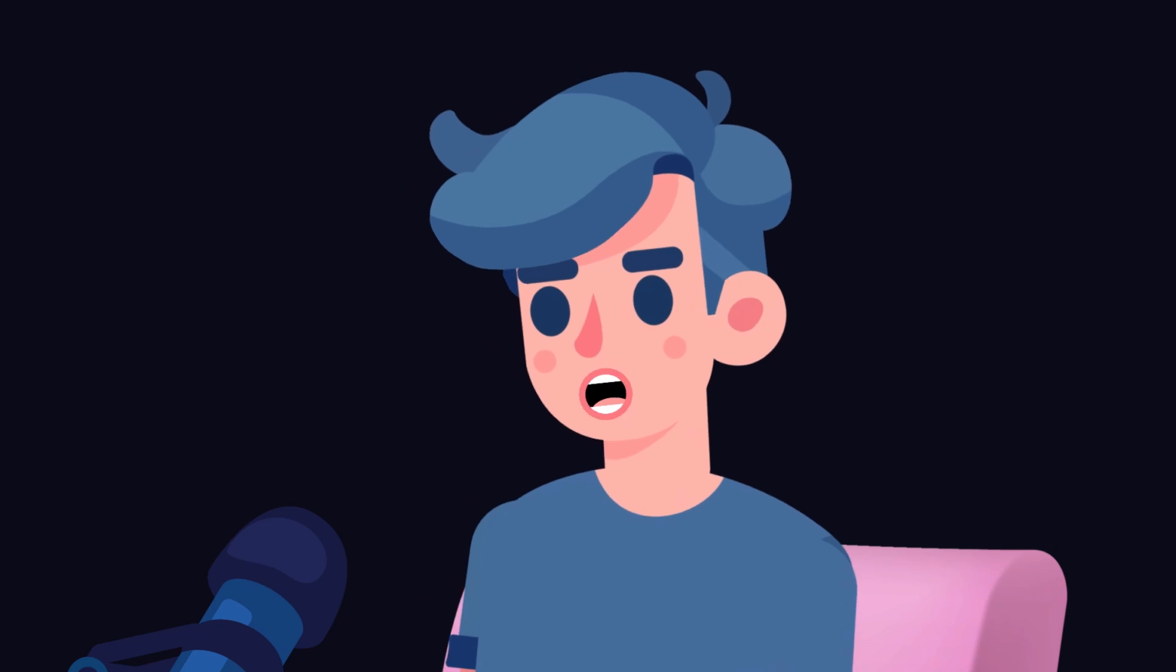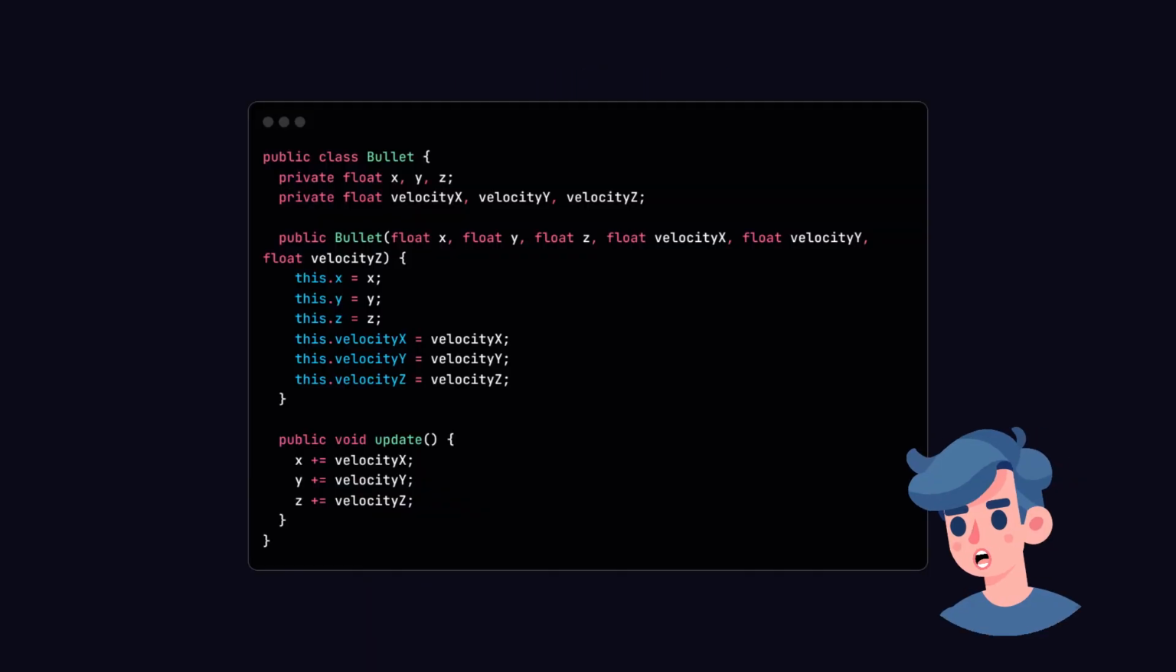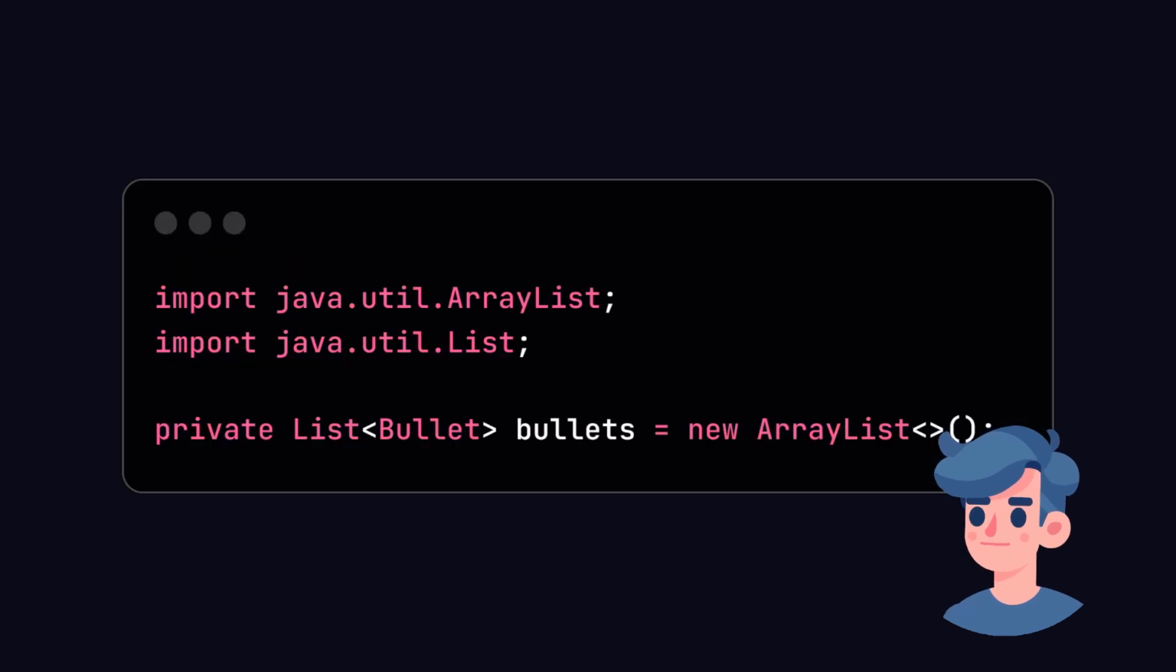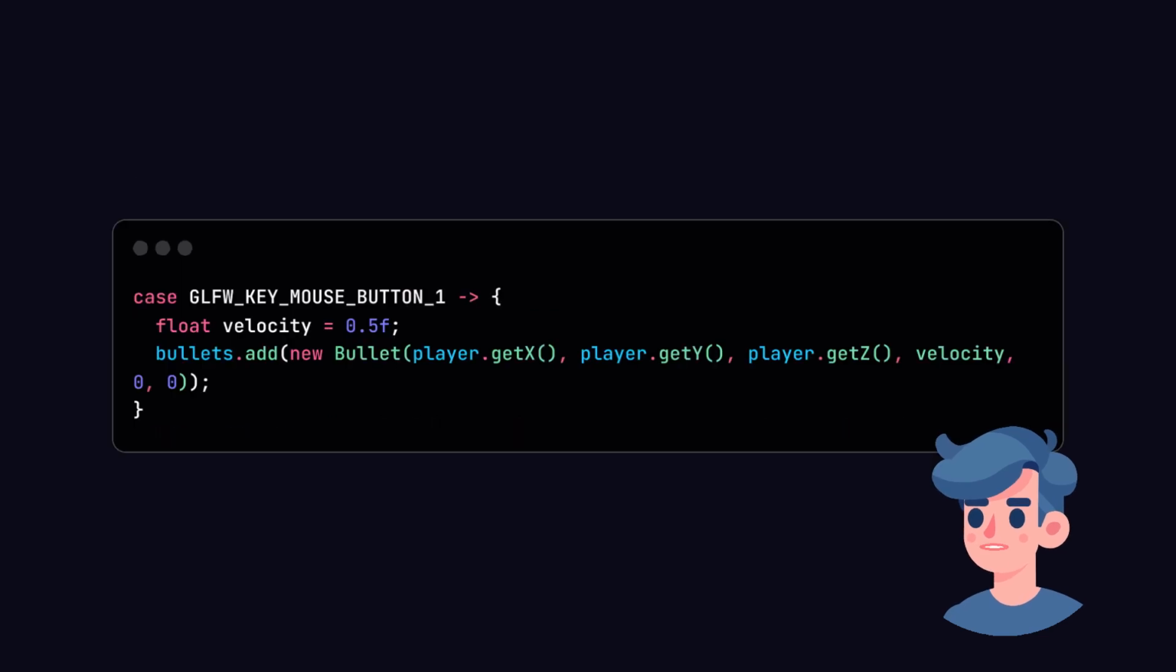Next, let's add aiming and shooting mechanics. Let's create a bullet class to represent the ammunition our player will shoot. Now we need to keep track of bullets that are shot. Modify the game class to hold a list of bullets. Next, implement shooting in the key callback listener.